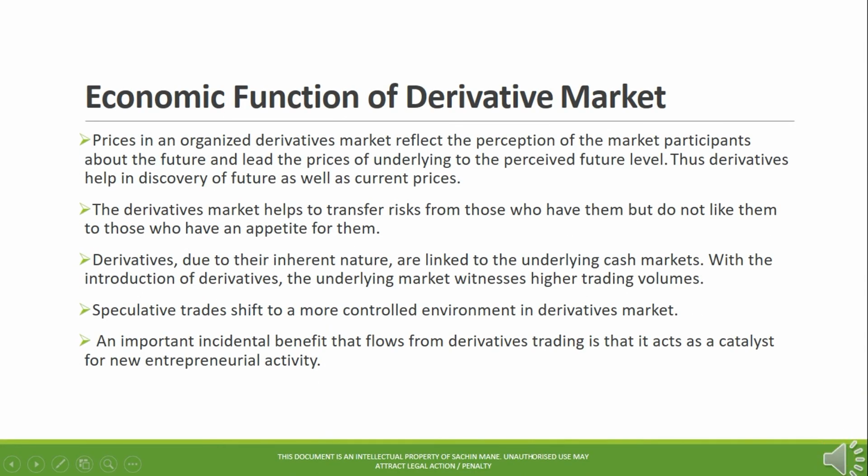Economic function of derivative market. Prices in an organized derivatives market reflect the perception of the market participants about the future and lead the prices of underlying to the perceived future level. Thus, derivatives help in discovery of future as well as current prices of the underlying assets. The derivatives market helps to transfer risks from those who have them but do not like them to those who have an appetite for them.